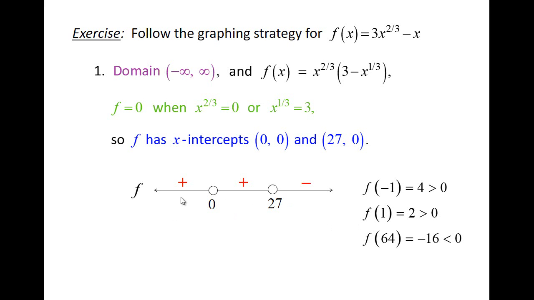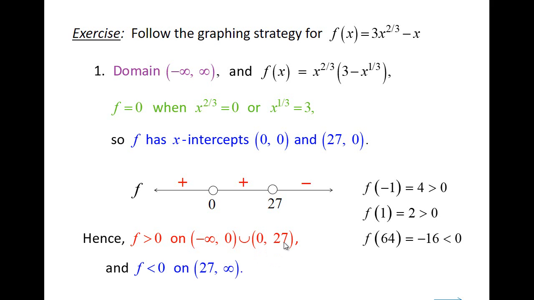Okay, so now we know where f is positive and negative. So f is positive on the interval from negative infinity to 0, union 0 to 27, and it is negative from 27 to infinity. Now here, I really don't need to use the union symbol. I could have said f is positive from negative infinity all the way up to 27, because f is defined at 0. So there is no reason to write it in this way. We could write this as negative infinity to 27.